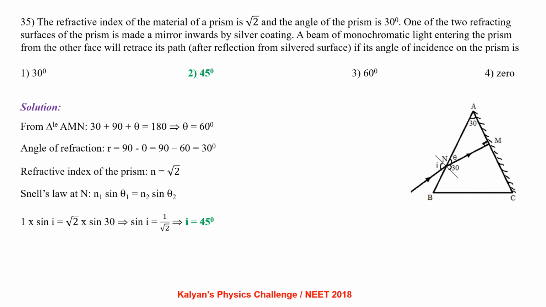From the triangle AMN, we can write 30 plus 90 plus theta equal to 180. Sum of the angles in a triangle is 180, from which we get theta equal to 60 degrees. Angle of refraction r equal to 90 minus theta, so it is 30 degrees. Given the refractive index of the prism is root 2, applying Snell's law, n1 sin theta 1 equal to n2 sin theta 2. By substituting the values, we get angle of incidence equal to 45 degrees.